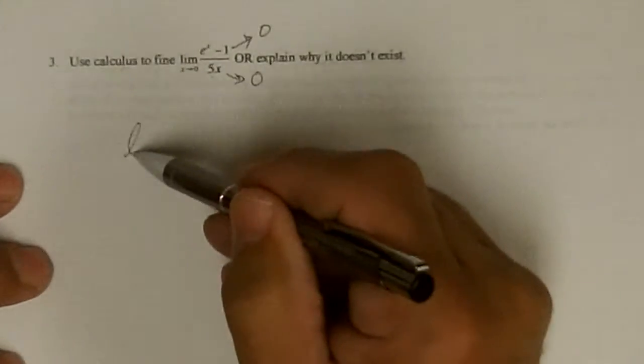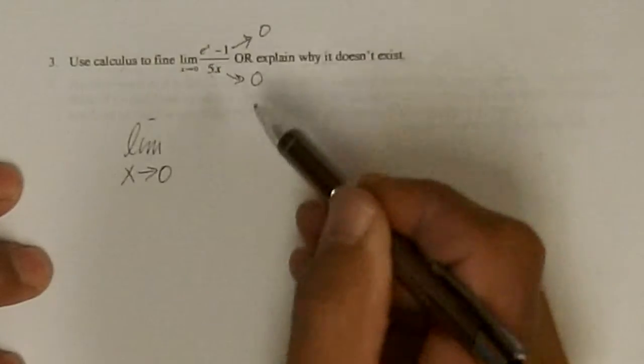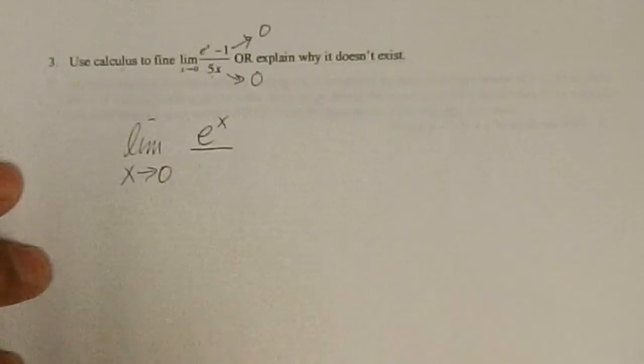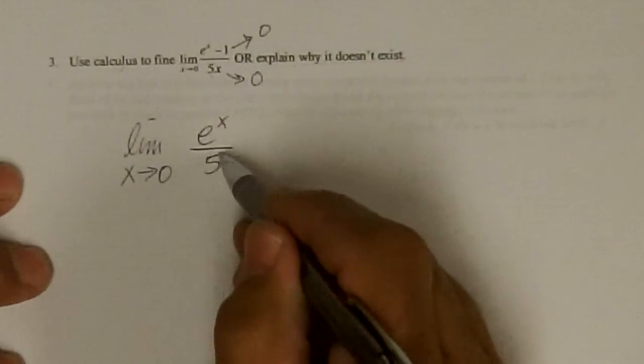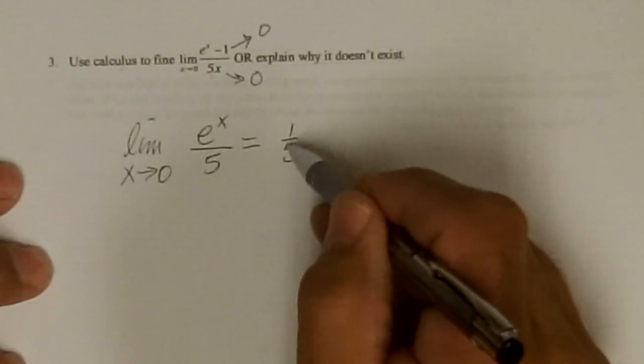And so this becomes the limit as x approaches 0 of the numerator, which is just e to the x, over the denominator, which is just 5. And I can put in 0, and I get 1/5.